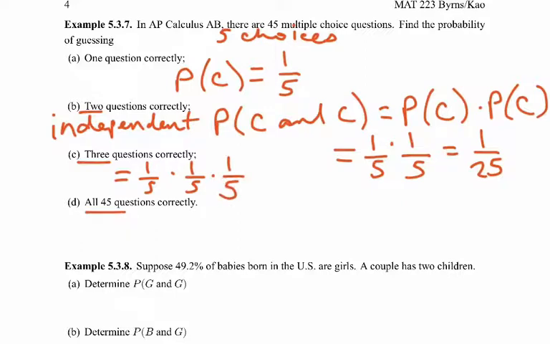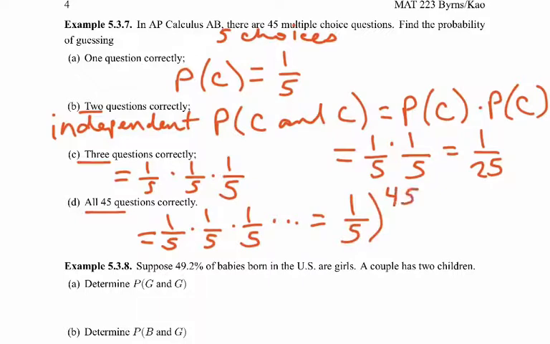How about getting all 45 questions correct? So if you're strictly guessing, again, the questions would be independent of each other. Getting one right would have no impact on getting the next question correct. So that would be what? That would be 1/5 times 1/5 times 1/5. How long do I need to do this? 45 times. So let's summarize that, and let's say 1/5 raised to the 45th power. So that would be a very, very small number. 5 to the 45th power would be a big number, which makes that a very small fraction.